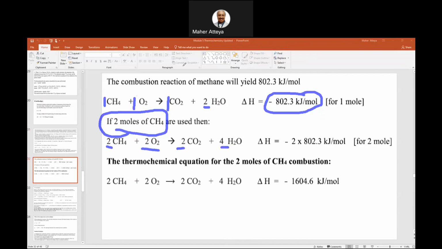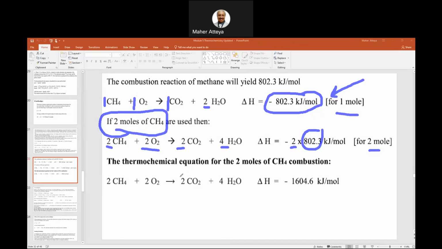So the heat will be 2 multiplied by this amount here. You have to watch for whatever is asked. Here is 1 mole, but if you change it to 2 moles, then you multiply the whole equation by 2, and you multiply the heat by 2. This is for 1 mole. For 2 moles, multiply it by 2. For 3 moles, you multiply it by 3, and so on.